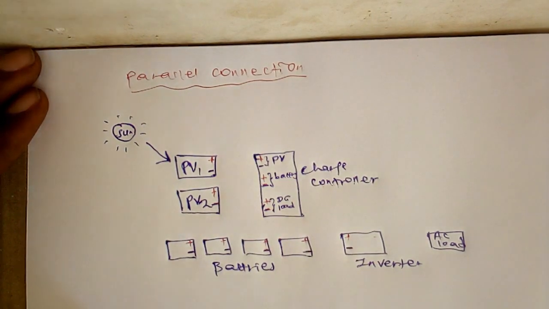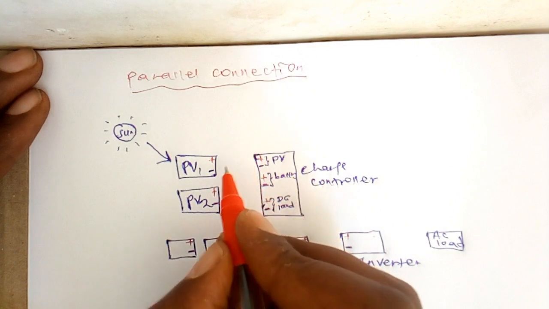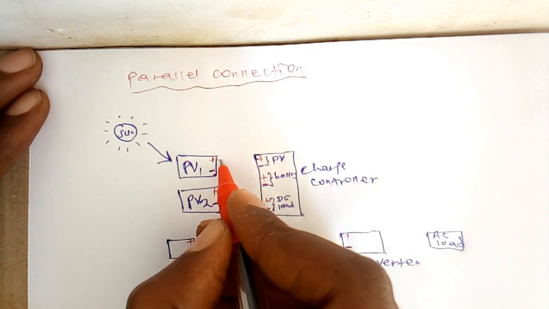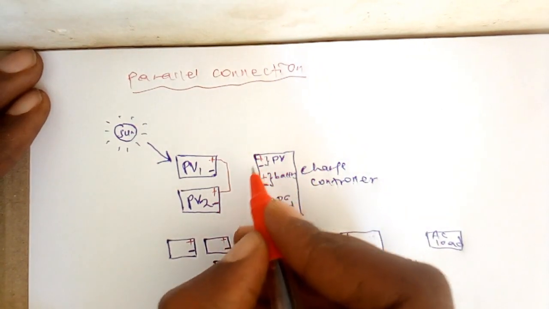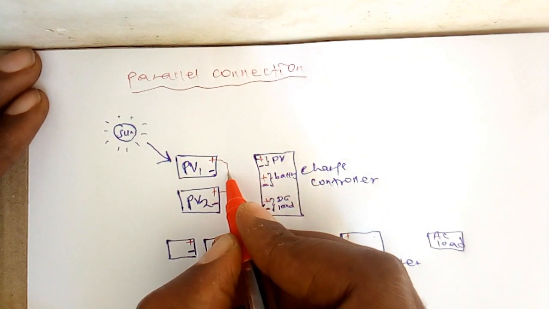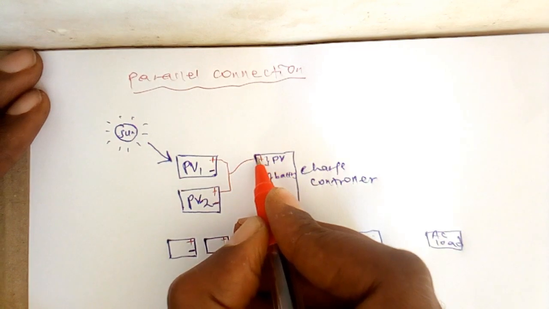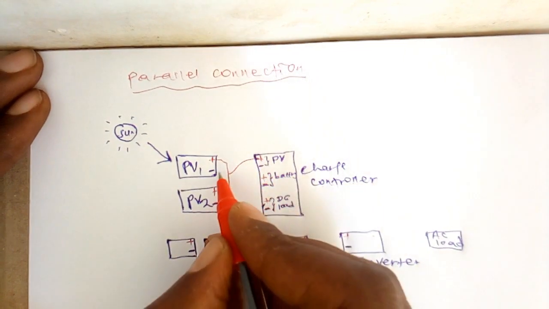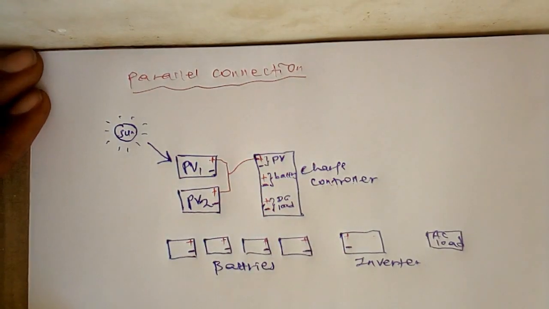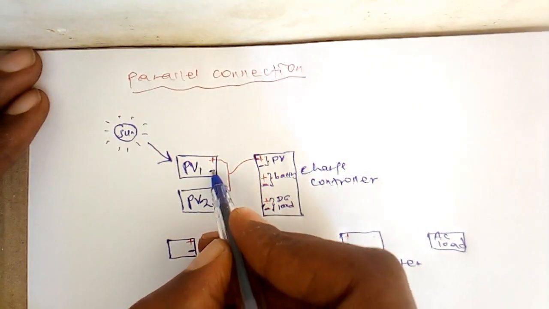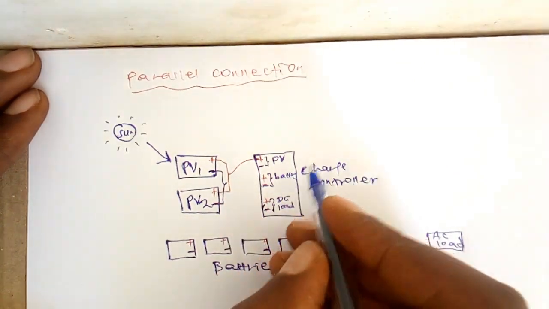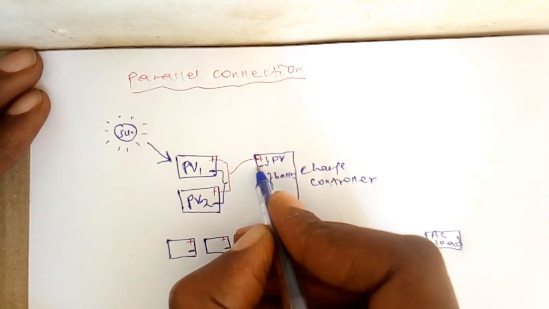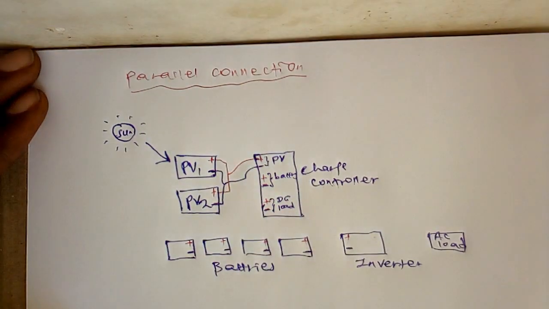Now let us connect them. The plus port of the PV is connected to the plus port of the charge controller, and the minus ports of PV1 are connected to the minus of PV2 and to the minus side of the charge controller.